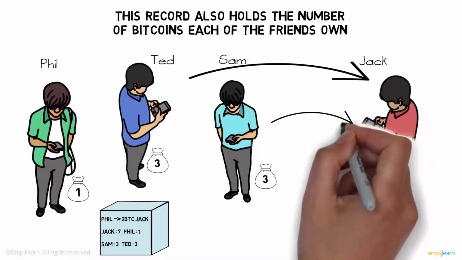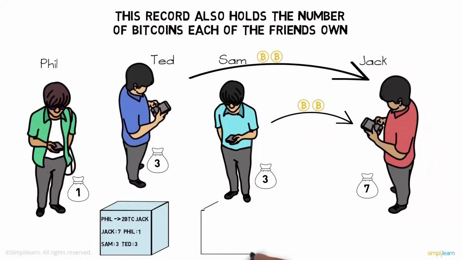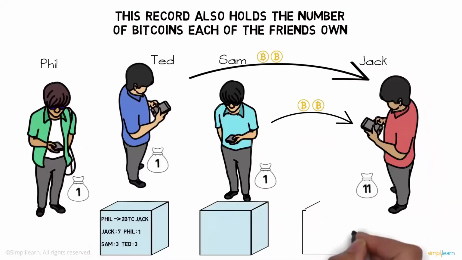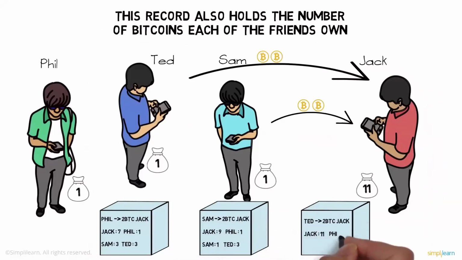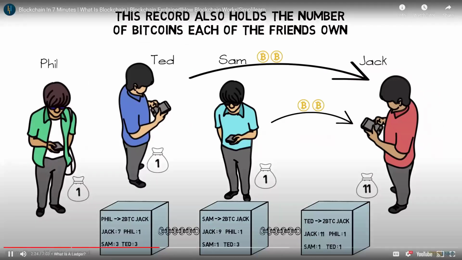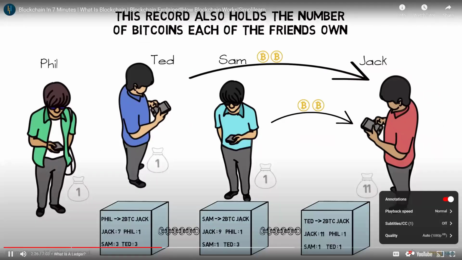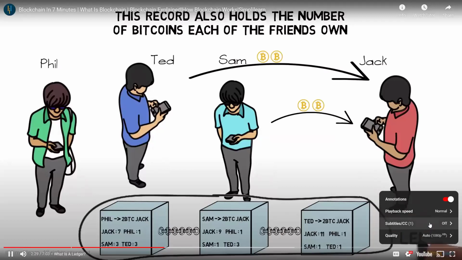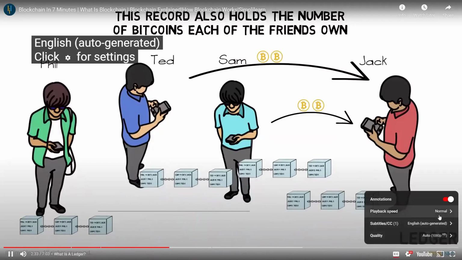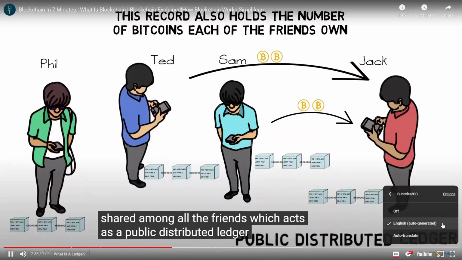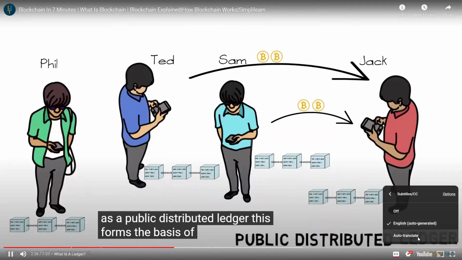Following this, Sam and Ted send 2 Bitcoins to Jack. A new block is created for each of these transactions. These blocks hold the transaction details as well as how many Bitcoins Sam, Ted, and Jack have in reserve. These blocks are linked to each other, as each of them takes reference from the previous one for the number of Bitcoins each friend owns. This chain of records, or blocks, is called a ledger, and this ledger is shared among all the friends, which acts as a public distributed ledger. This forms the basis of blockchain.